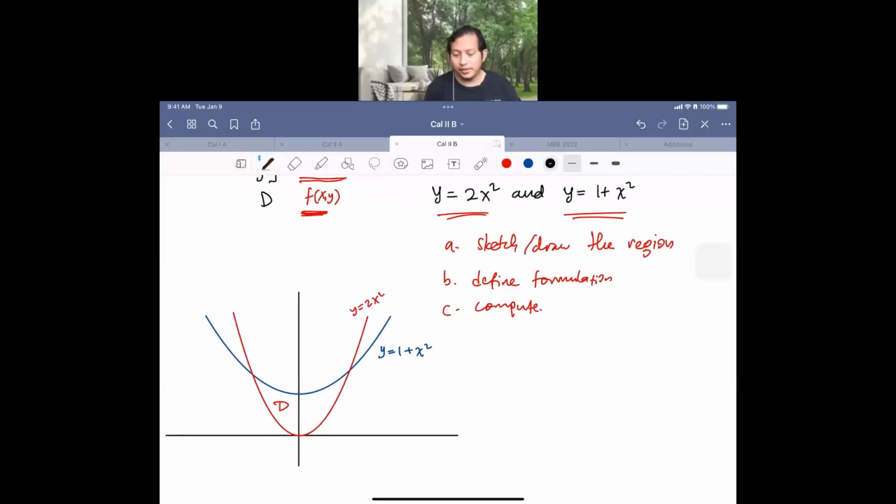Now first we need to find the intersections, and if we check through some calculations, this is 1 and minus 1, right? From here, plus minus 1. So this is 1, 2, this is also negative 1 and 2.